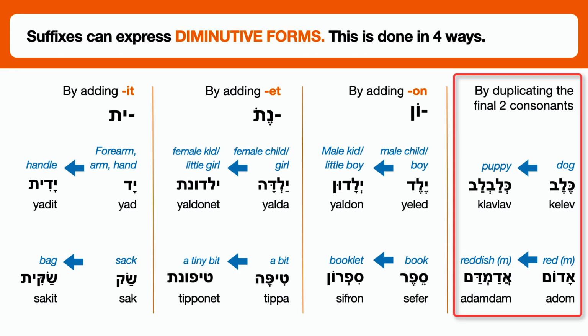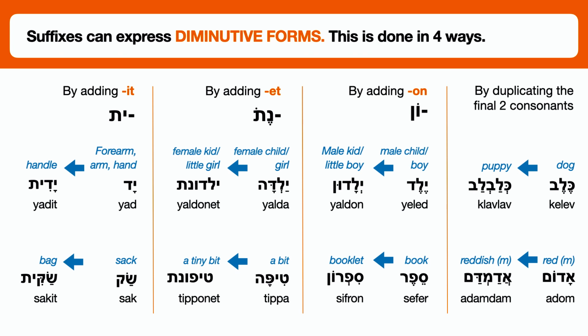And another example here is the word red. So we say adom, adom is red. And to say reddish, we say adamdam. So we duplicated the d and the m sound. Adom, adamdam. So kelev, klevlav, adom, adamdam.